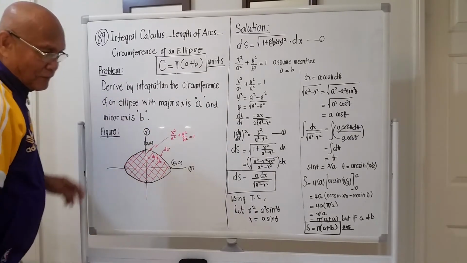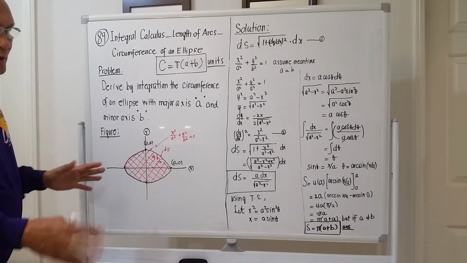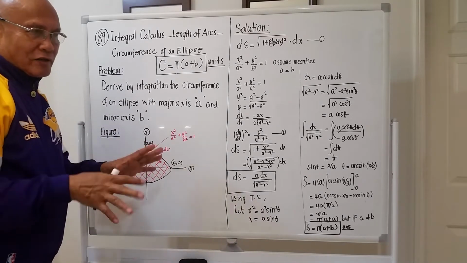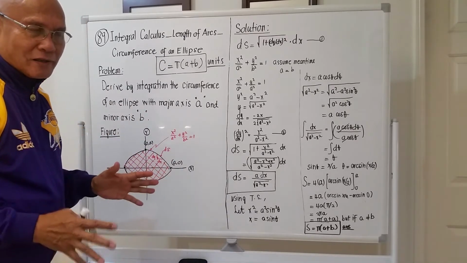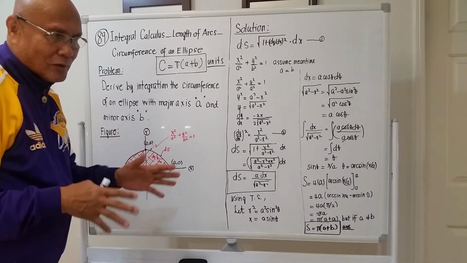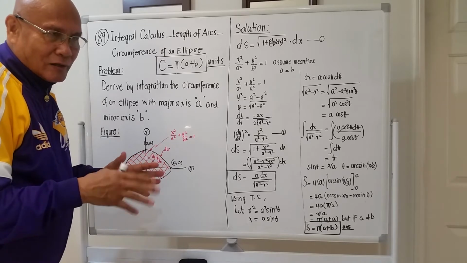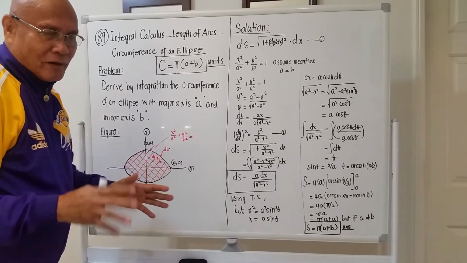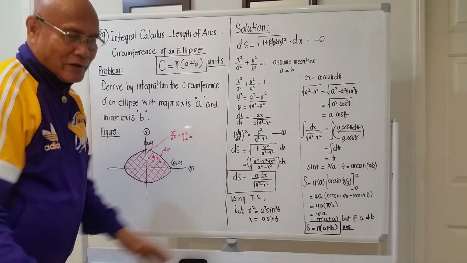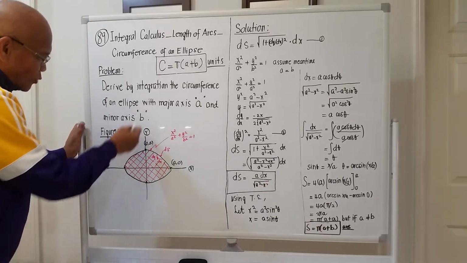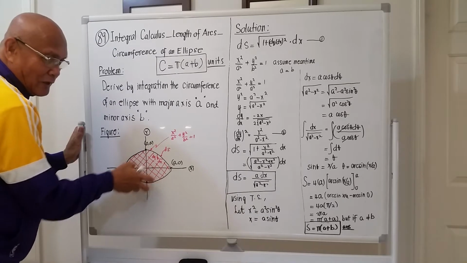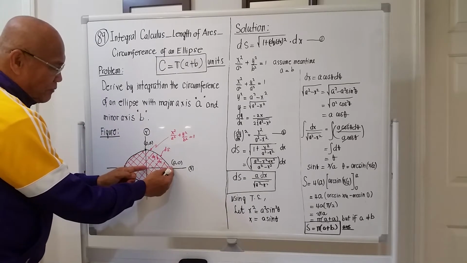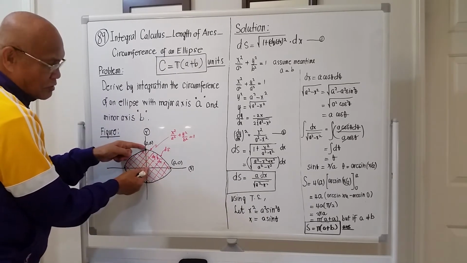Let's try to bring out the figure on the Cartesian coordinate system. Don't worry, we are just on the xy plane. We are not involved with the so-called volume. We are not on the xyz plane. We are only on the xy plane, so don't worry. This will be the y-axis, x-axis, and this will be the ellipse. This is the major axis. This is the minor axis.